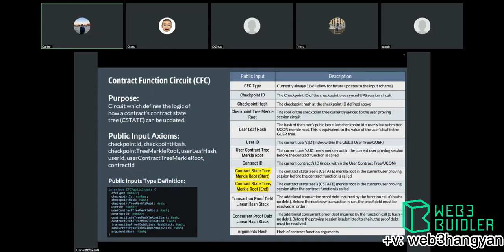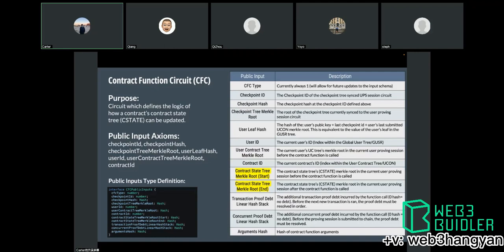And then in addition, we have these transaction and concurrent proof debt hash stacks, and that essentially allows us to make deferred transactions to other contracts, since a given contract function circuit is only able to update its own state tree. We don't allow for things like reentrancy. This is also for security reasons, but essentially we still want to be able to allow different contract functions to make external calls. So of course we have to preserve usability, but without sacrificing security.